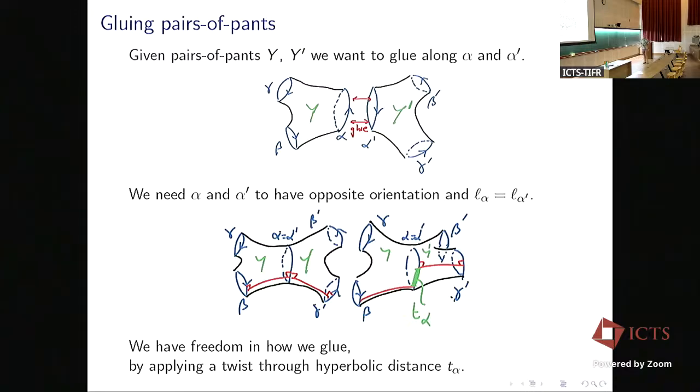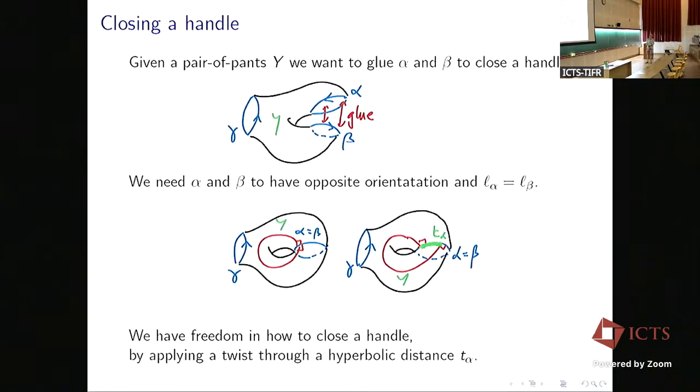So I need to think about how I close handles. So there's two steps. There's always gluing and there's closing handles. So we do the same sort of thing. And as I say, just for the simplicity of the exposition today, I'm always going to be closing handles within the same pair of pants. So I could always have done it with different ones, but that just makes things a little more awkward.